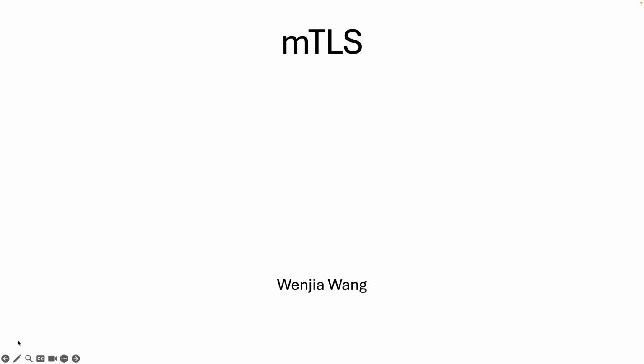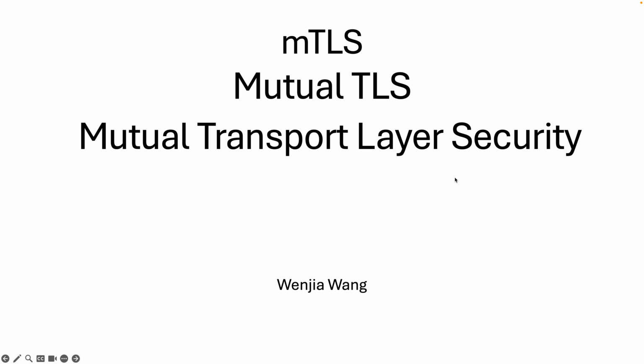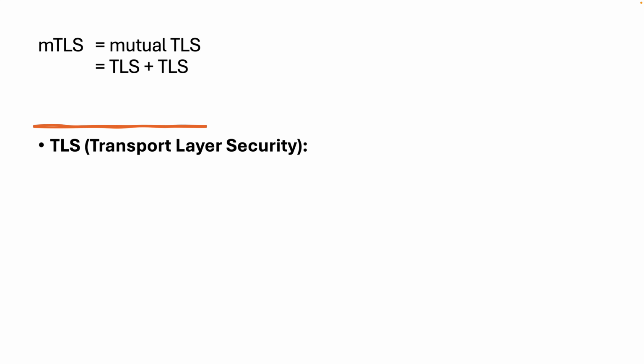Hi guys, in this video, I'm going to explain what mTLS, or mutual TLS, is and how it works. The full form of mTLS is Mutual Transport Layer Security. A simple way to remember it is TLS happening on both sides. That's why here I call it TLS plus TLS. Hence, to really understand what mTLS is, we first need to understand TLS.